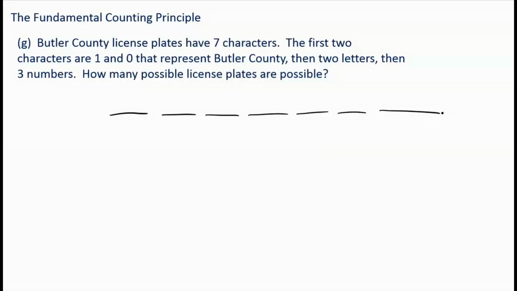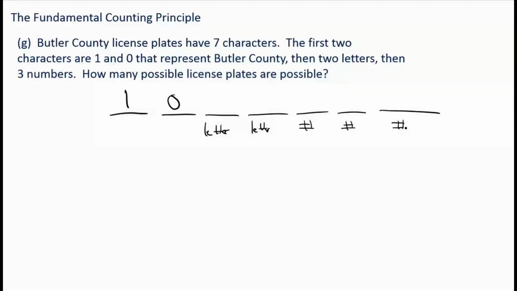Now, it says the first 2 characters are a 0 and a 1. I read that backwards, a 1 and a 0, and that represents Butler County. So we know we're going to have a 1 right here and a 0 right here. We know that for a fact. Now, again, just so you know, all Butler County license plates aren't done this way, but this is an option. And then it says that's followed by 2 letters. Okay, 2 letters. So you're going to have a letter and a letter, then 3 numbers. So you have a number, a number, a number, right? It doesn't say anything about you can't reuse the numbers or the letters.